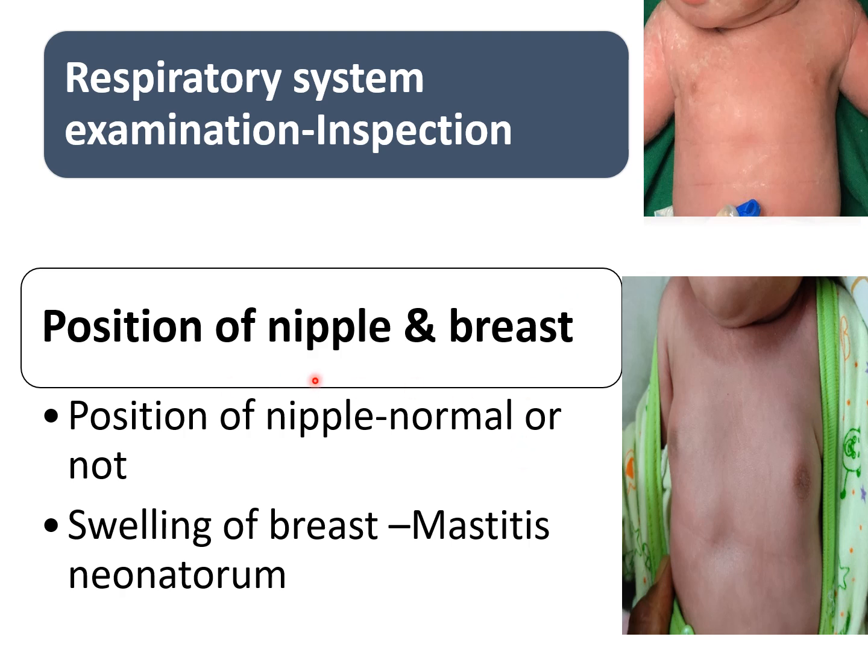Then we have to check the position of the nipple and breast. If both nipples are at the same level and in normal position, then we have to mention. If any abnormal finding is there in the nipple or breast, then we have to mention. For example, in this image you can see the baby is having neonatal mastitis. So you can see swelling of the breast is visible.